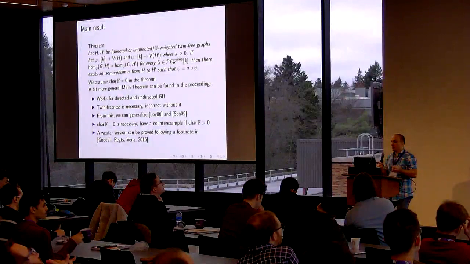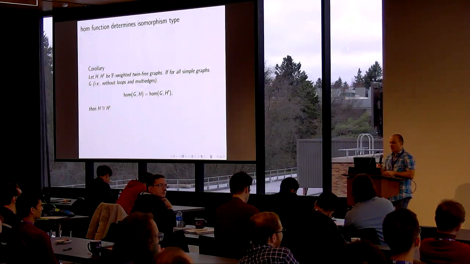As noted earlier, twin reduction is a restriction that's necessary. There are easy counterexamples. Characteristic 0 is also necessary. We constructed a counterexample for any field of finite characteristic in the proceedings. Pursuing an idea mentioned in a footnote in a paper by Godlin, Rex, and Vena, a vertex-weighted version of our theorem can be proved. This idea is described in our paper in the proceedings. The interested readers are encouraged to look at it.